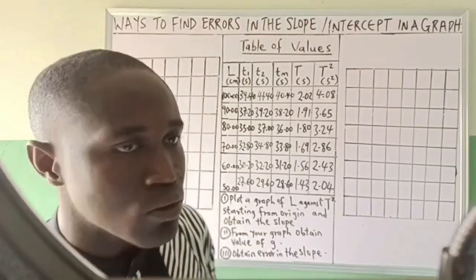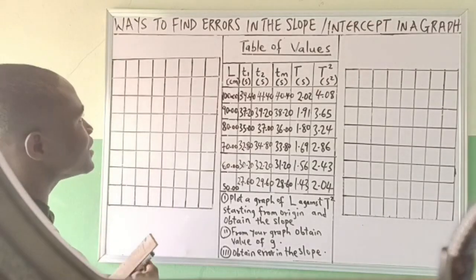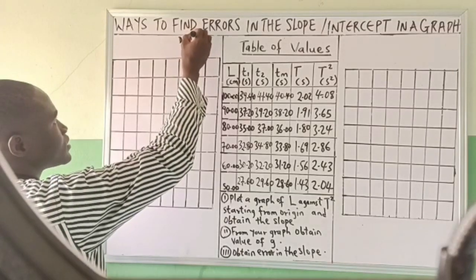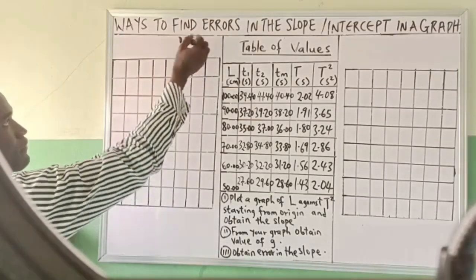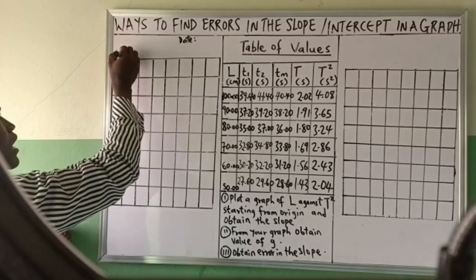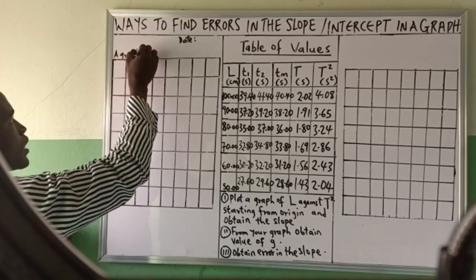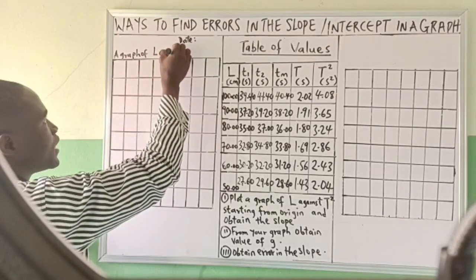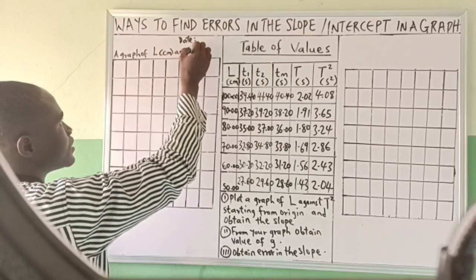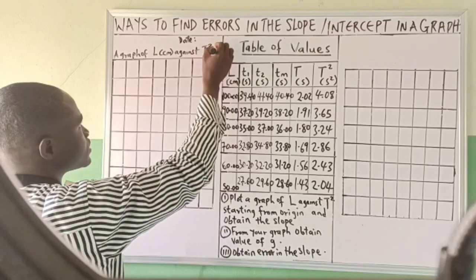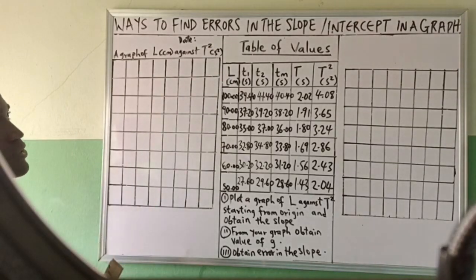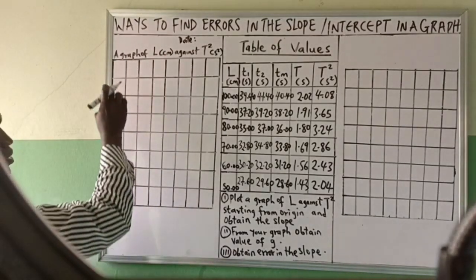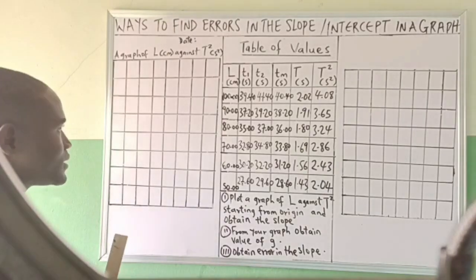Now, to continue, first thing you have to do is write the date of the experiment. Write the date. After writing the date, write the title: a graph of L, attach the unit, against T squared, attach the unit. They are very important. After writing your date and the title, next thing is to label your Cartesian axis.